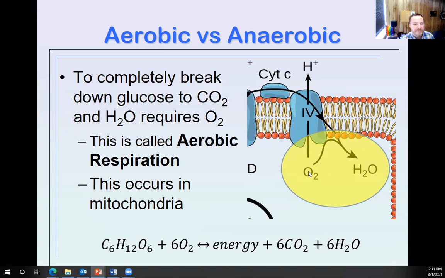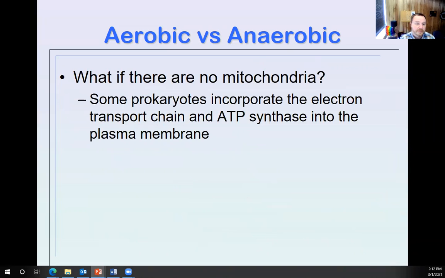So again, anytime we use oxygen to complete the respiration process, that is aerobic respiration. This process in most organisms occurs in mitochondria, as we've talked about before, and just to remind us, there's the chemical process where we've got a carbohydrate, add some oxygen, that generates energy, carbon dioxide, and water. And so to completely break down glucose to carbon dioxide and water, we need oxygen from the atmosphere to do so, and that's called aerobic respiration.